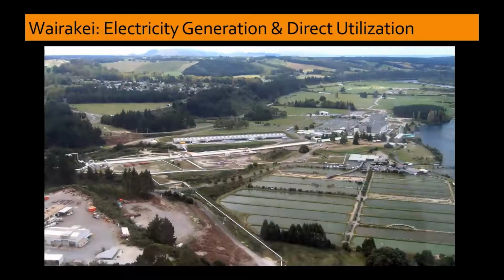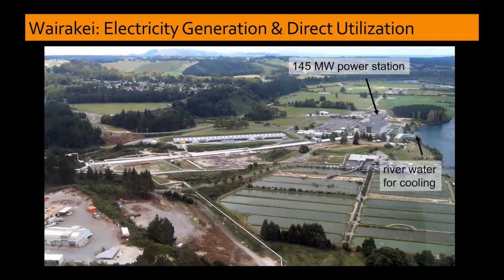The Wairakei geothermal field was the first hot water or liquid-dominated reservoir to be developed for electricity generation anywhere in the world. The 145 megawatt power station was commissioned in 1958, and it has been running continuously ever since. It is located by the Waikato River for cold water supply used in the condensing turbines. There are now 380 megawatts of installed capacity, including the 15 megawatt binary plant, which extracts additional heat and energy out of flashed and separated water.